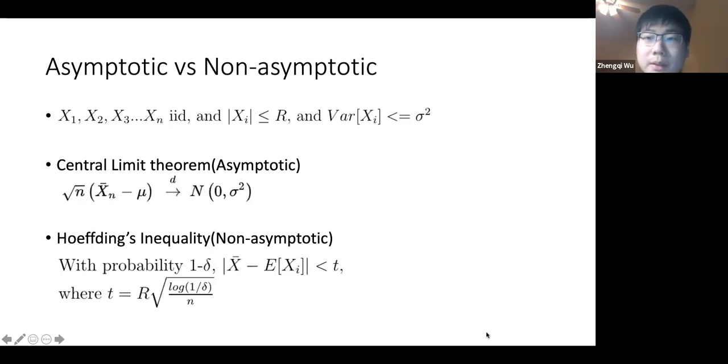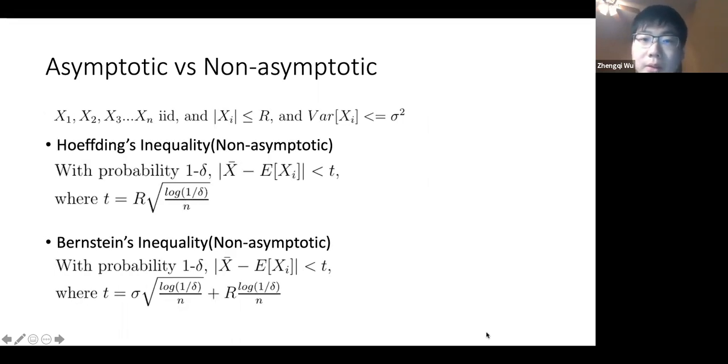Asymptotic theory says that if we have n IID samples, then root n times the sample mean converges to a Gaussian, which means the convergence rate is approximately 1 over root n. And there are actually some more precise inequalities in large deviation theory. One of them is Hoeffding's inequality, which says that the estimation error is bounded by some term t, which is in proportion to the scale of the samples xi, and in proportion to 1 over root n. So that's the theory. And next, please.